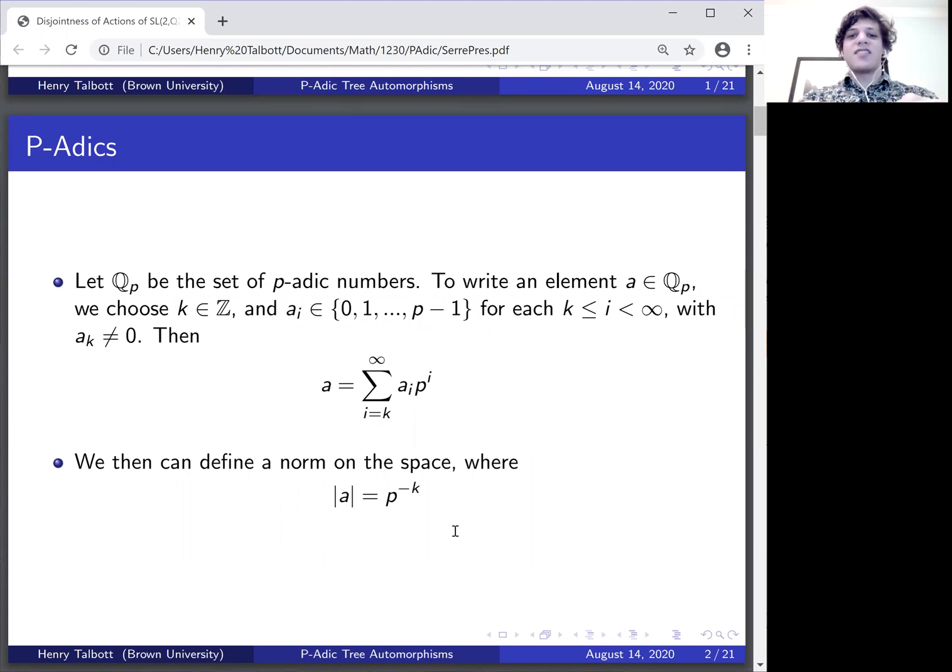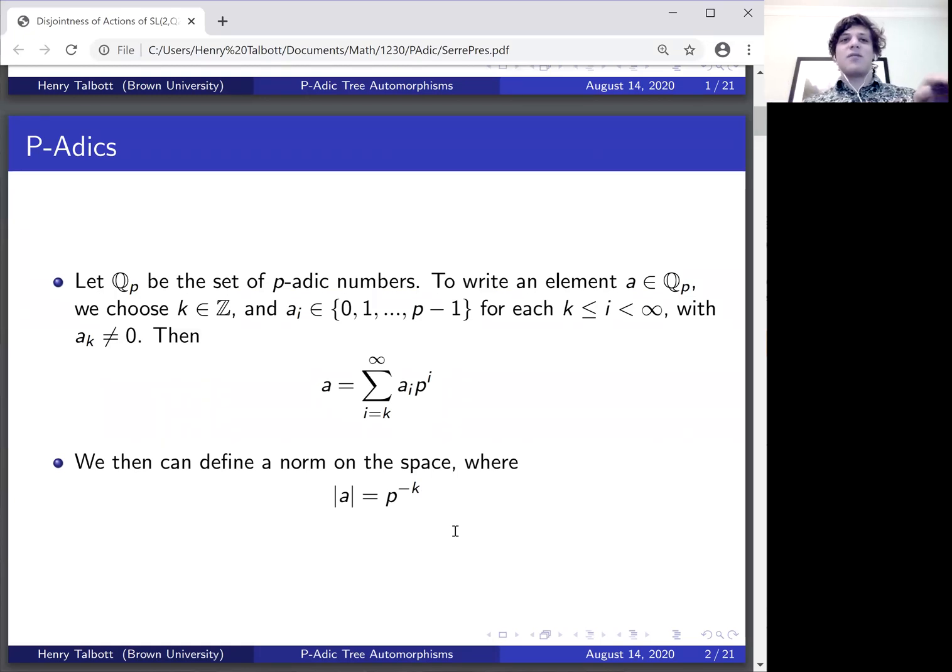You may have seen these before as an ultrametric completion of the rationals, but we'll be using a slightly different definition. So we can write any rational number as a power series over powers of p, similarly to binary or trinary expansions. The caveat is that we might need to include finitely many negative powers of p. P-adics are then simply formal power series where we allow arbitrarily large powers of p.